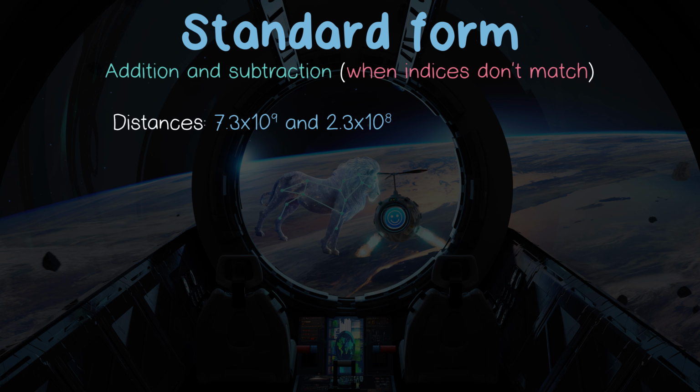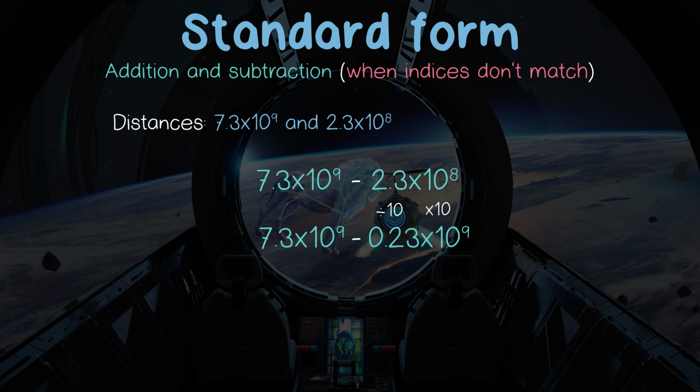Okay, our very last example, 7.3 times 10 to the 9 minus 2.3 times 10 to the 8. So we can see straight away that our powers don't match again. So let's change our second value this time. We need to increase our power, so we multiply that by 10, and now we do the opposite to our first value, so we divide that by 10. Our powers are now the same, and we can now just subtract and make sure that our number is in standard form.